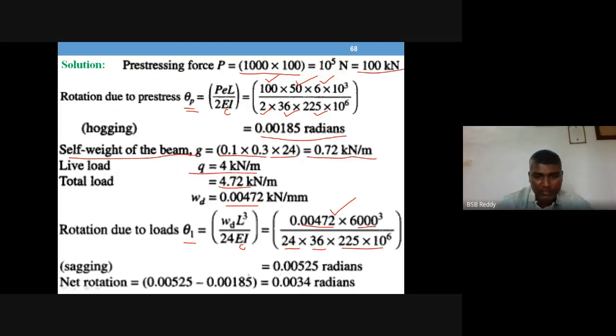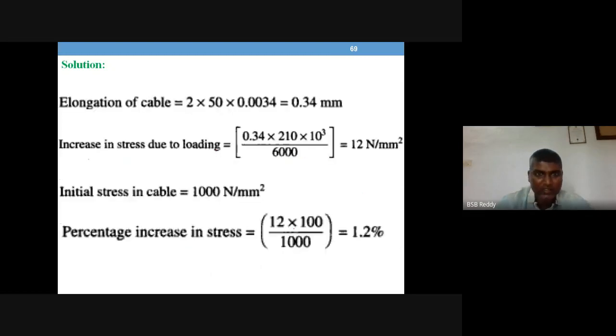Next, the net rotation. This is the rotation for pre-stress when pre-stress is acting, and this is the rotation when loads are acting. So just the difference, 0.0034 radians, is the net rotation. Elongation is 2 times E into theta, that is 0.34 mm, the elongation in the steel.